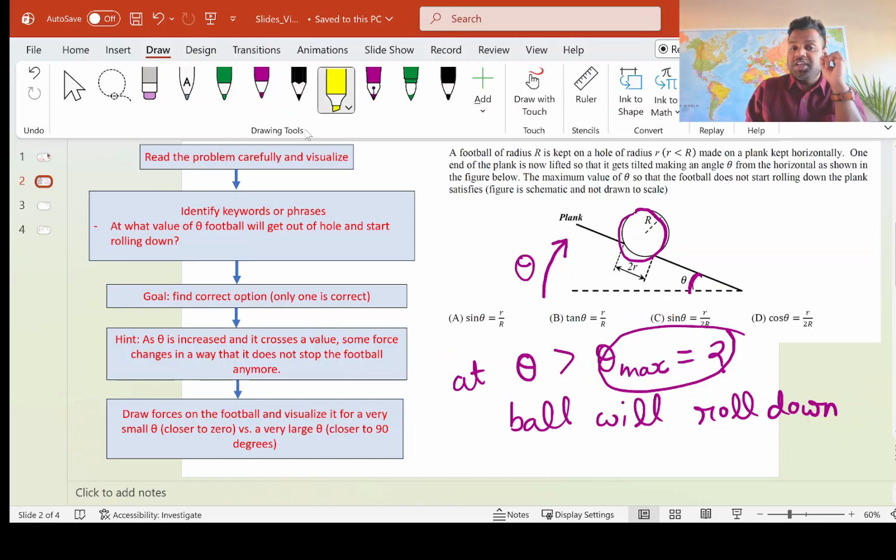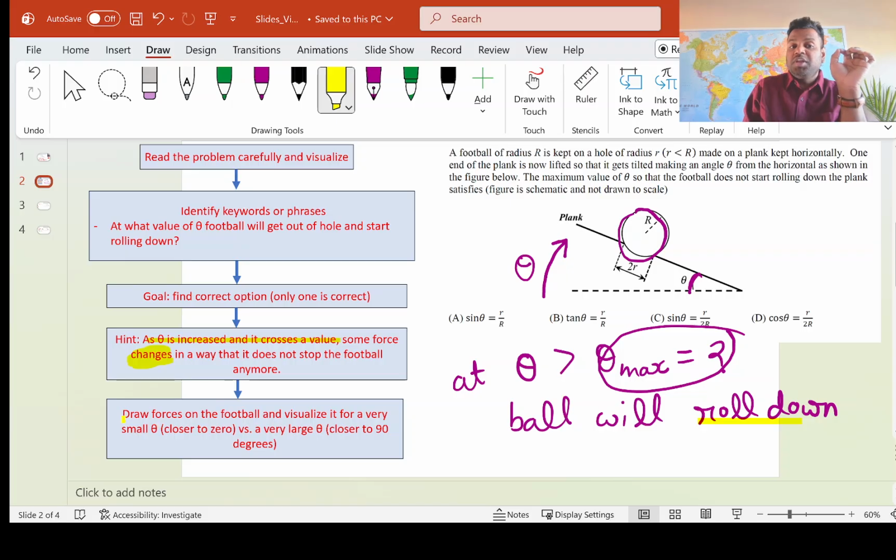So the catch here is that there is a theta. When you cross that value, and if it is rolling down, it has to happen because of a force. Because of the force, the gravity, it will pull it down. So something is stopping the ball from rolling before that theta max value, and after it, it will not stop the ball from rolling. So that is what we have to find out, what changes at theta max.